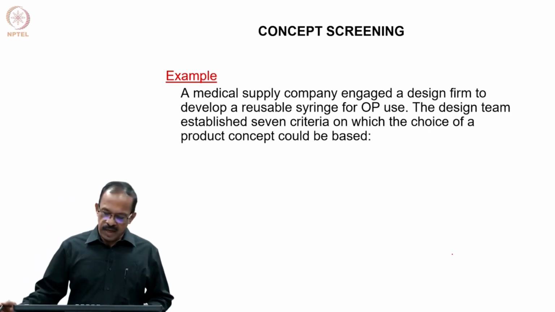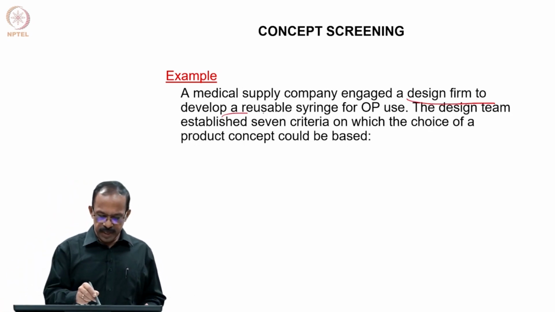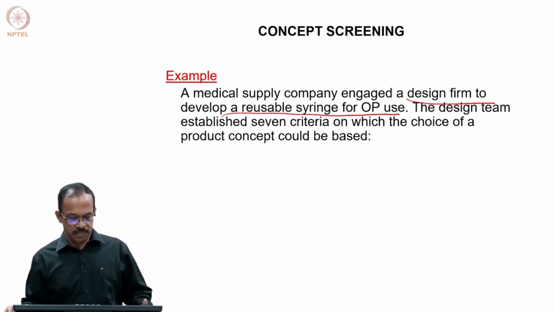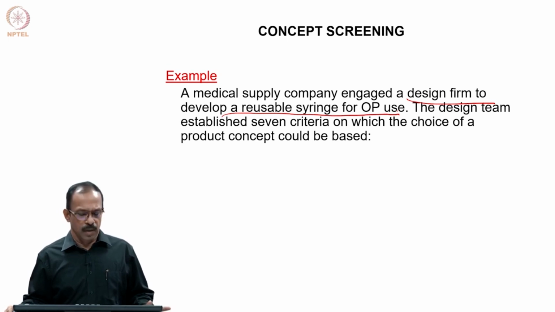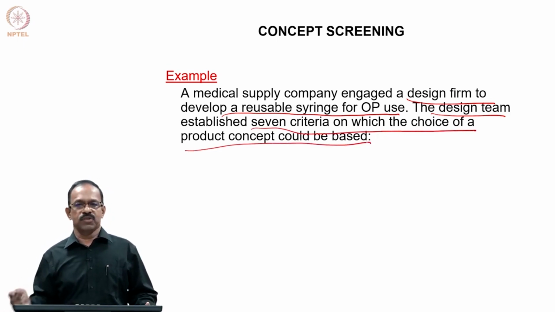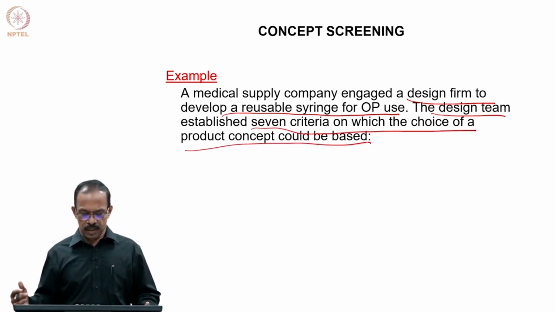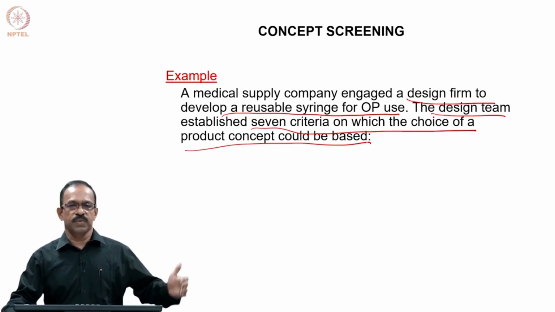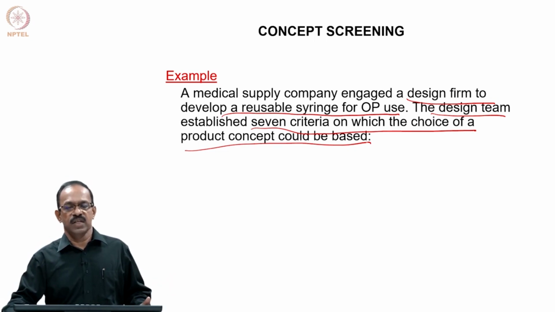A medical supply company engaged a design firm to develop a reusable syringe for outpatient use. So, this is the design problem given to a company, and the supply company wanted a reusable syringe, not a disposable one, for outpatient use. The design team established 7 criteria on which the choice of a product concept could be based. So, the design team had 7 criteria against which all the concepts can be evaluated, and these came again from the customer requirements as well as the design team's understanding of the product.